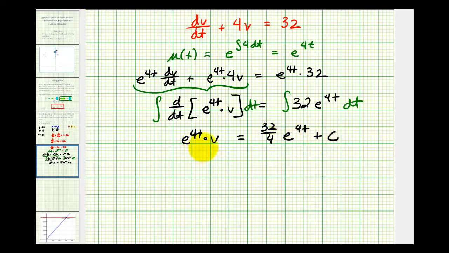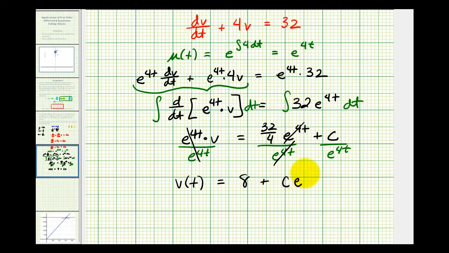Now we'll solve this equation for v by dividing everything by e^(4t). So this simplifies to v, or v of t. This simplifies to 1, and 32 divided by 4 is 8. So we have 8 plus, we'll write this as c times e to the negative 4t power.